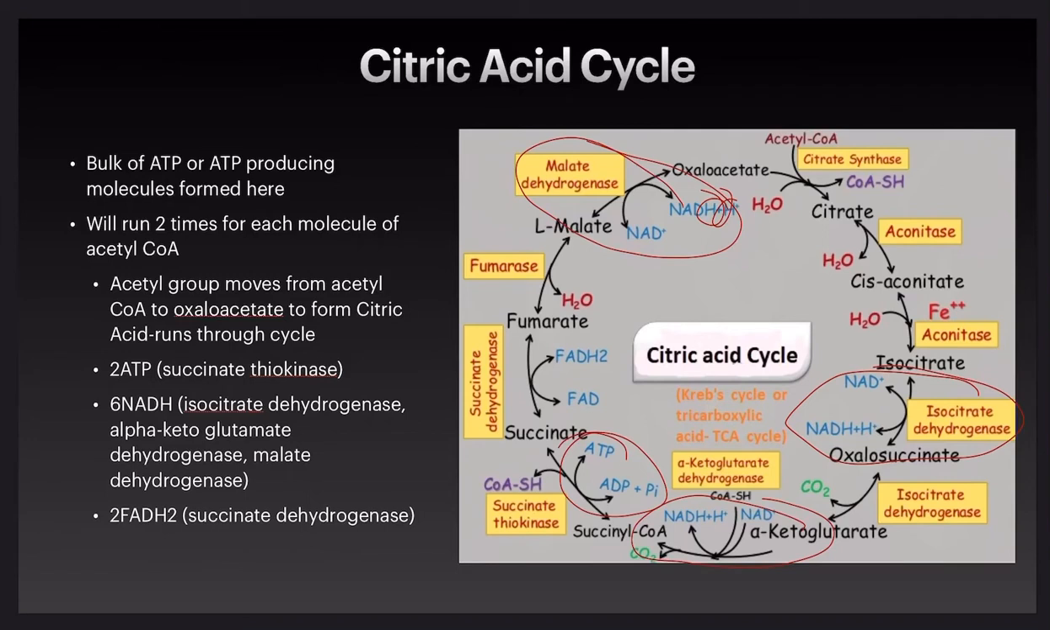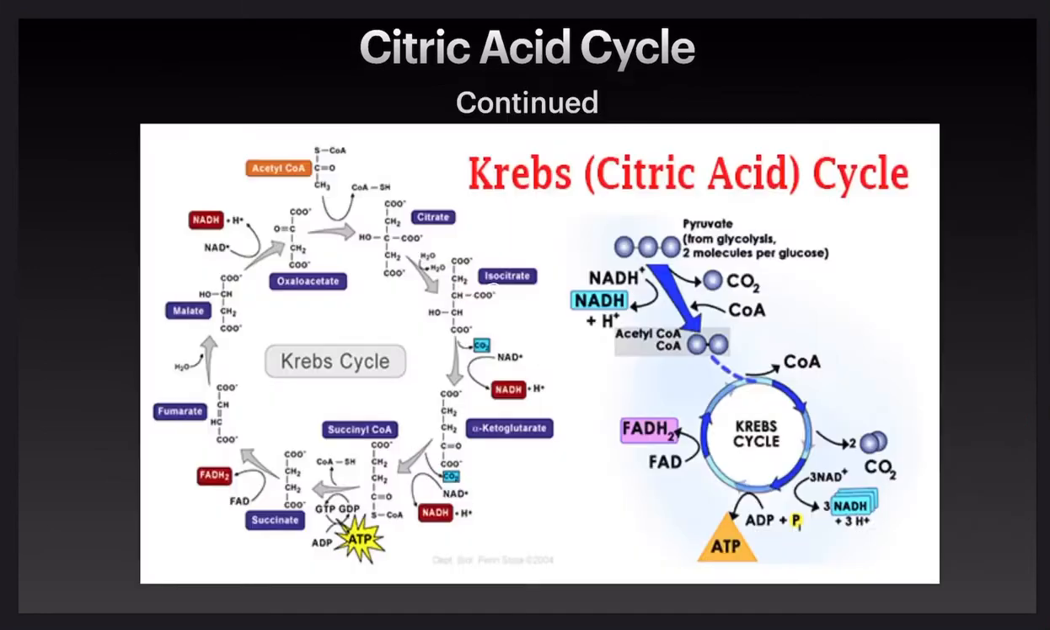Now, we also have one molecule of FADH2 being formed right here, also with succinate dehydrogenase. So we're going from succinate to fumarate right here, and we get an FADH2 here. So in total, we have 2 ATP, 6 NADH, and 2 FADH2 molecules being formed in the citric acid cycle.